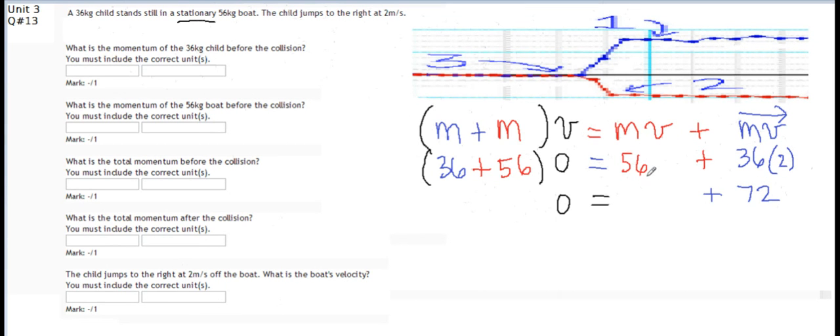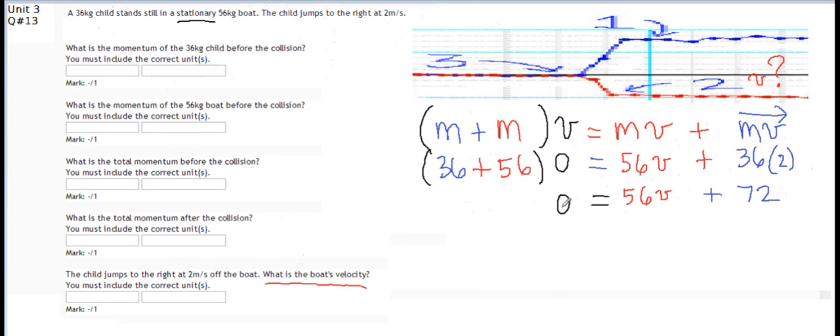And then here, we can't total this up because going down the bottom, this is the after. The child jumps off the boat to the right, 2 meters per second. What's the boat's velocity? And so going back to red for the boat, what is the boat's velocity? The boat's velocity here would be 56 V. And so that's the question. What is the V of the boat? So we're going to solve for that, 56 V.